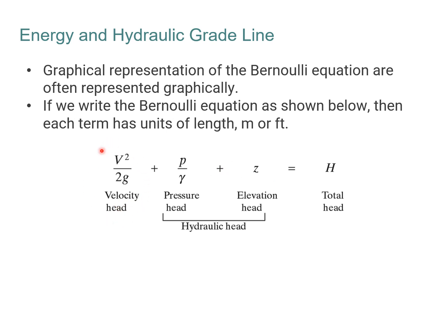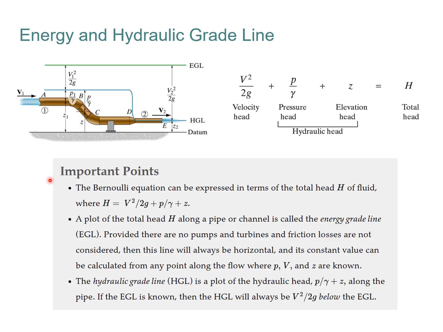This first term is known as the velocity head. Then we have the pressure head and elevation head. These two terms together are what's referred to as the hydraulic head. So the velocity head plus the hydraulic head is going to equal the total head. So the important points when forming these energy grade lines are as follows.